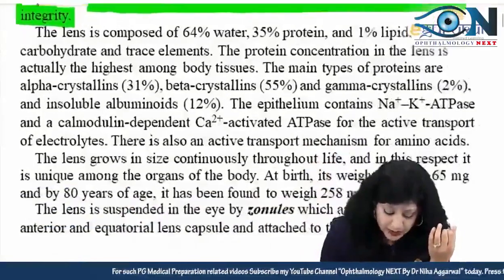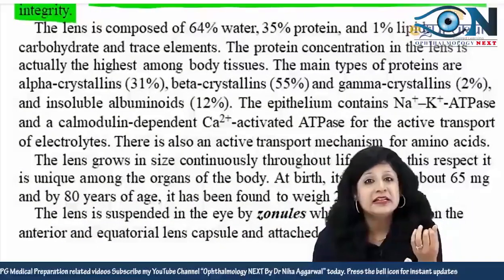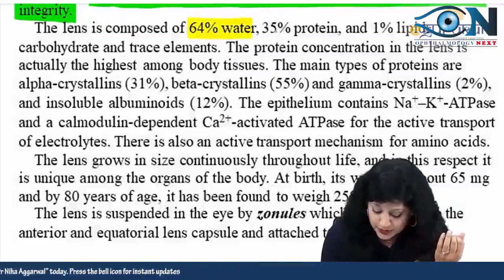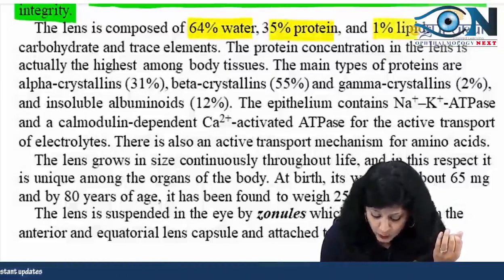Okay, now coming to the constituents of the lens. The lens is composed of 64% water, 35% proteins and 1% lipid.